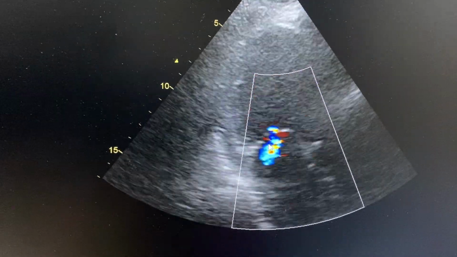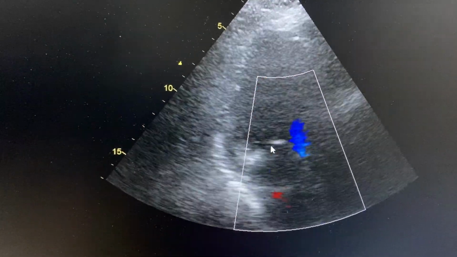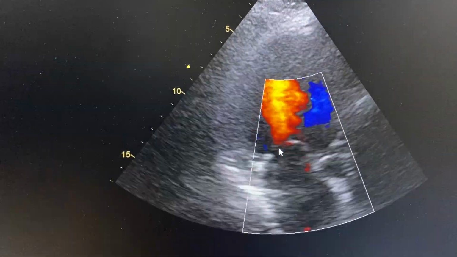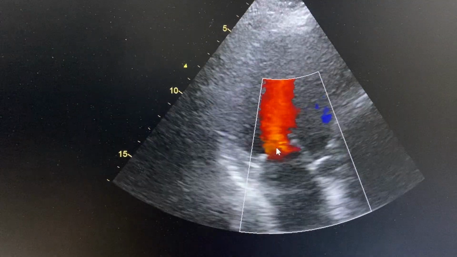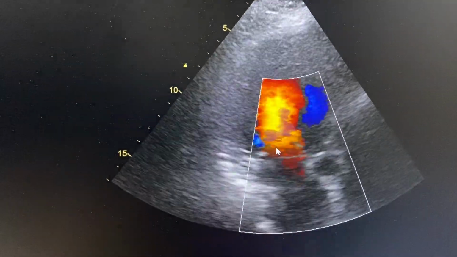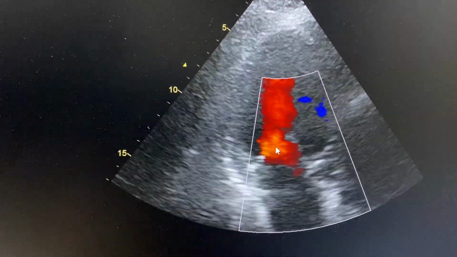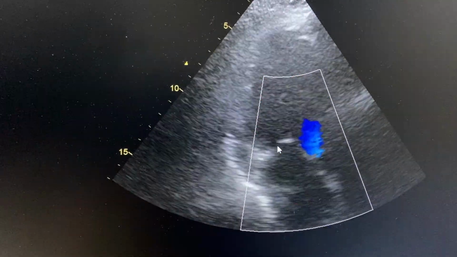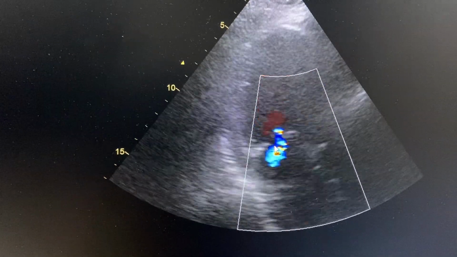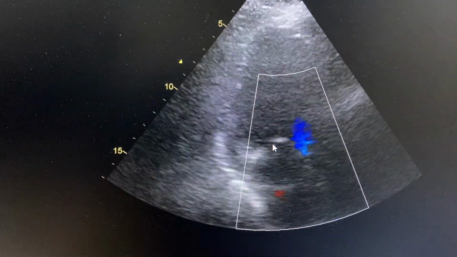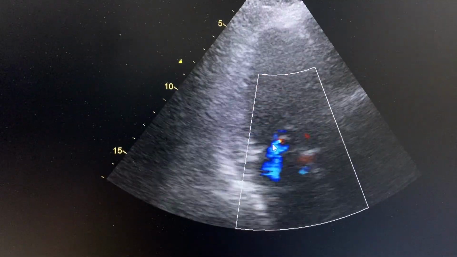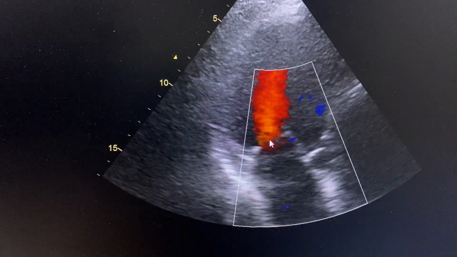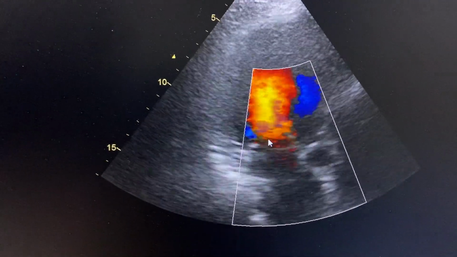This is apical 3 chamber. This is the left atrium, mitral valve, aorta, and then LV. You see, apical 3 chamber is like parasternal long axis. So this is the anterior septum here, and this is the posterolateral or inferolateral wall. You can clearly see that the inferolateral wall is moving here. Not a good one, but you can see.